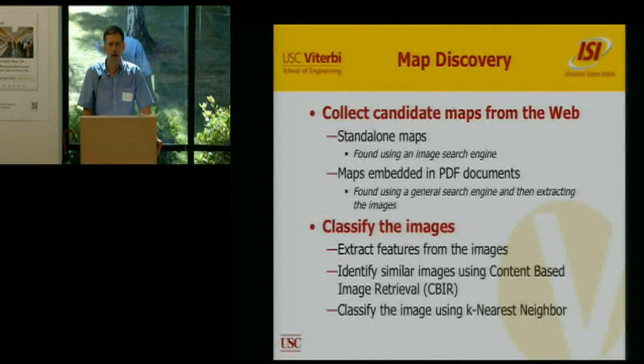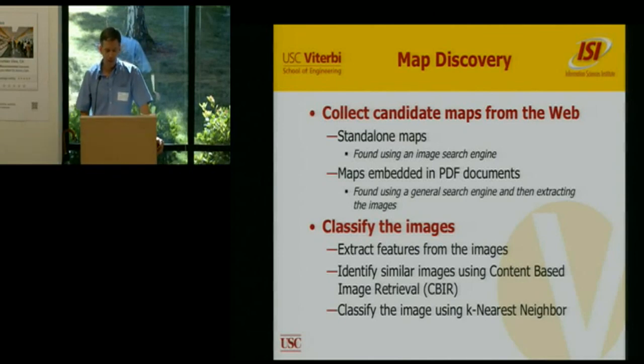So I started looking around and discovered that many of the really interesting maps on the web are embedded in PDF documents, partly because PDF has some nice facilities for storing maps, but also because maps tend to be embedded in larger documents. So we did some work on extracting the images directly from PDF documents. Then the challenge is, if you use an image search engine or pull all the images out of a PDF document, how do you figure out which things are actually maps?